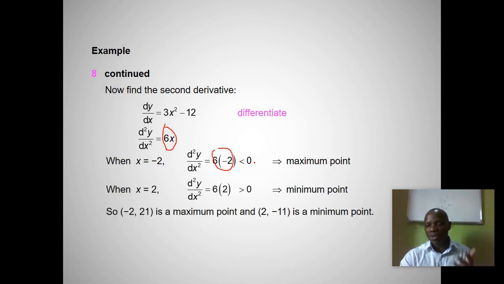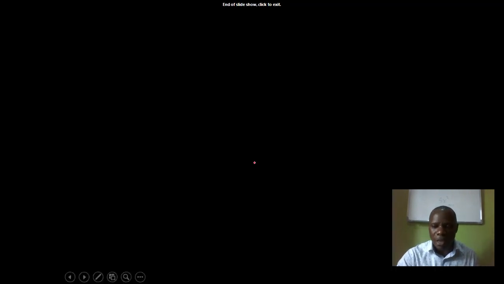So this really is why we are differentiating. We want to know the turning points, and we want to know how they are behaving. Are they maximum or are they minimum? This is what differentiation is about.